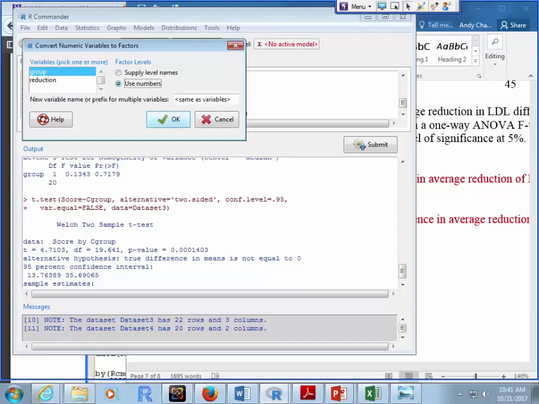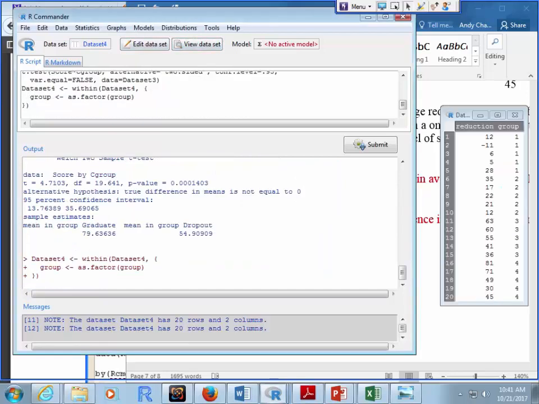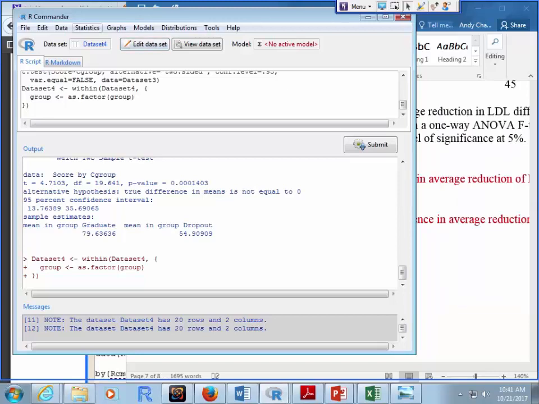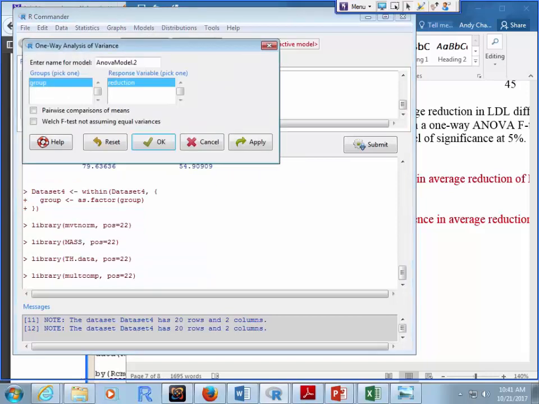I'll convert the group variable using numbers. I don't want to waste my time, especially when you do the exam. Just check use numbers, don't specify a new variable, and just replace it with the number. So now this group variable becomes a factor variable, and then you can do the analysis. Click Statistics, Means, One-way ANOVA. Now the variable is available because you have a factor variable.